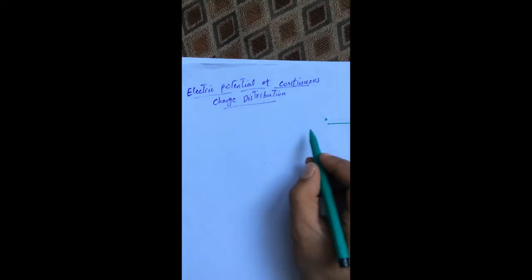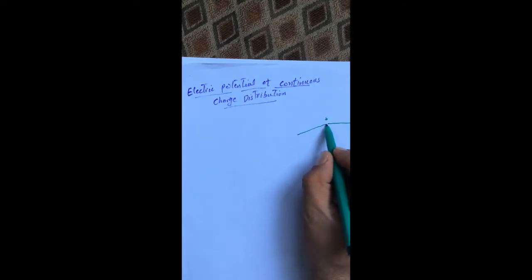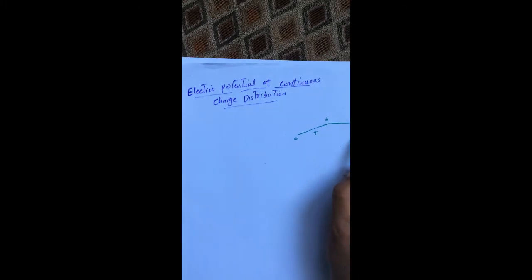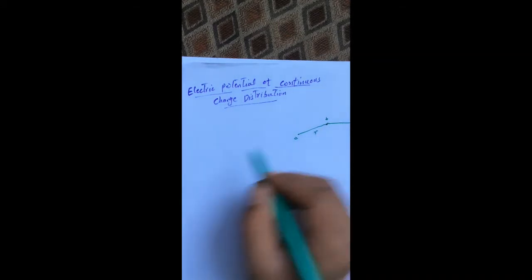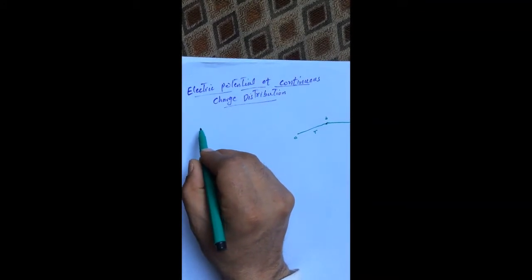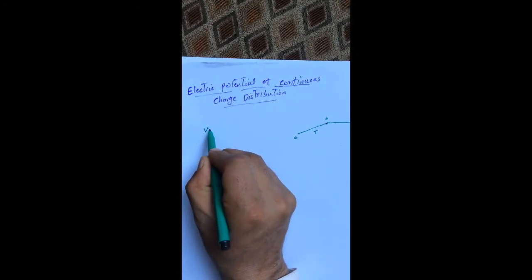Okay, next we have electric potential of continuous charge distribution. We know that if we bring a charge from, let's say, this point A to point B, such that point A is at infinity and point B is at a distance r from some origin O, and we are bringing a charge, let's suppose this is the charge Q, from this infinite distance to point B, then we have the electric potential of this point charge given by this relation.